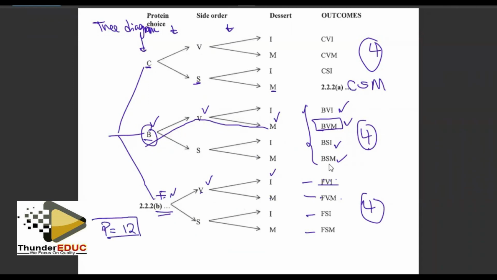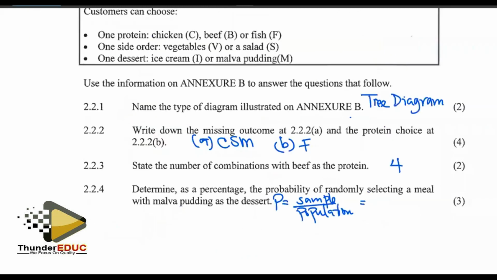Of these 12 chances, how many combinations have M? I'll start with this one. This one has M1. This one has M2. This has M3. This has M4. This has M5. This has M6. So out of the 12, we have 6 chances of picking someone who has taken pudding. So we shall say it's 6 out of 12.